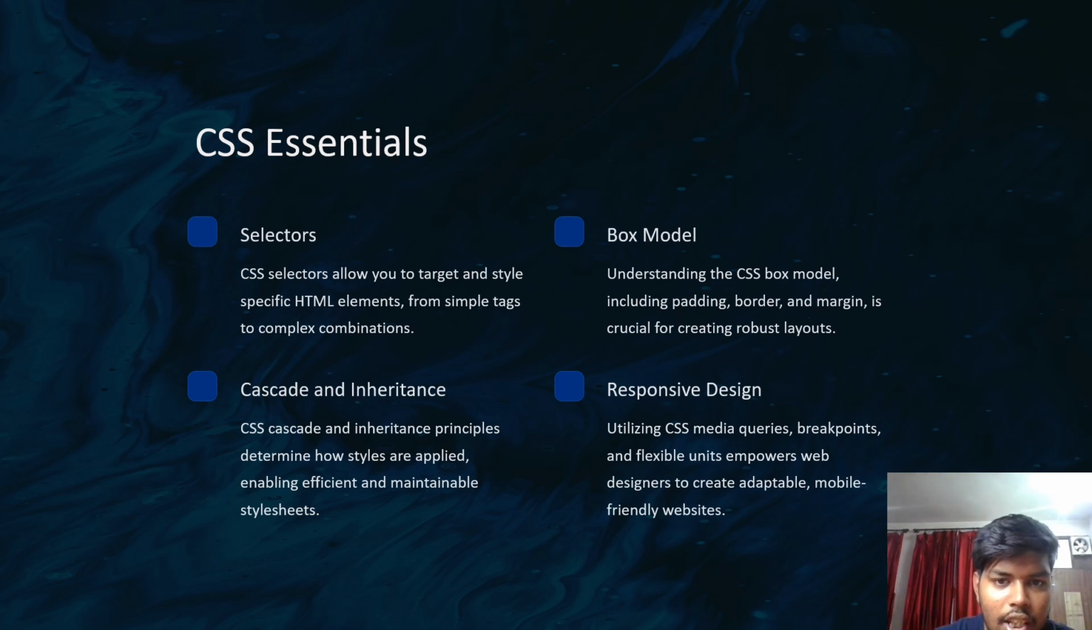Next, we are discussing the CSS essentials. Four things are required: selectors, box model, cascade and inheritance, and responsive design. In selectors, CSS selectors allow you to target and style simple tags and HTML elements. In the box model, three things are required: padding, border, and margin, which are crucial for creating layout. In cascade and inheritance, CSS cascade and inheritance determine how styles are applied, enabling maintainable style sheets. In responsive design, CSS media queries and flexible units empower web designers to create adaptable, mobile-friendly websites.